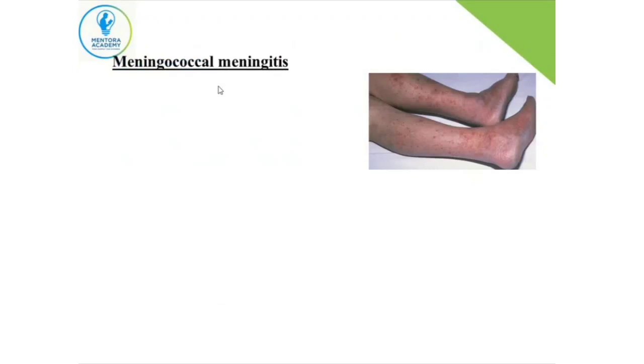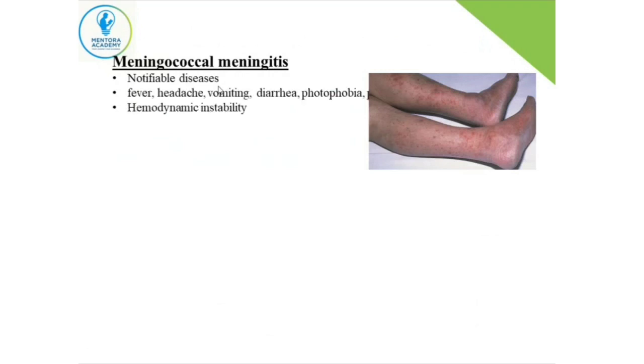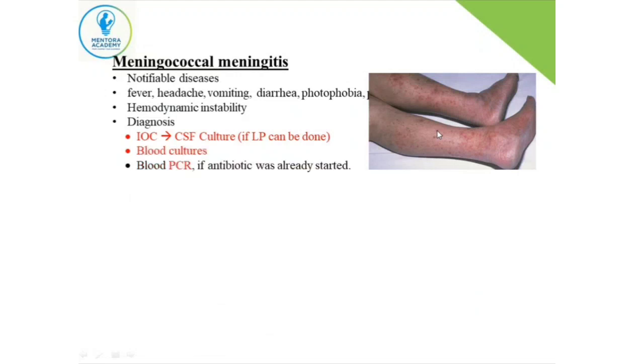The most common and most significant for the exam would be meningococcal meningitis. It's a notifiable disease where the patient would present with fever, headache, vomiting, sometimes diarrhea, photophobia, but the commonest is the rash. You can see in this image, we have a maculopapular rash in the bilateral lower limbs. The patient may be hemodynamically unstable. Diagnosis is based on the appropriate history, a physical examination where you can find this rash, and CSF examination. Remember, CSF culture can also be done. Blood culture can also be done, or you can do a blood PCR for Neisseria meningococci.